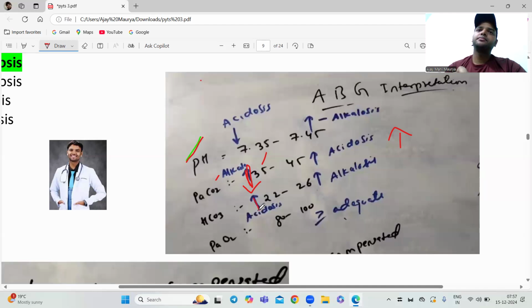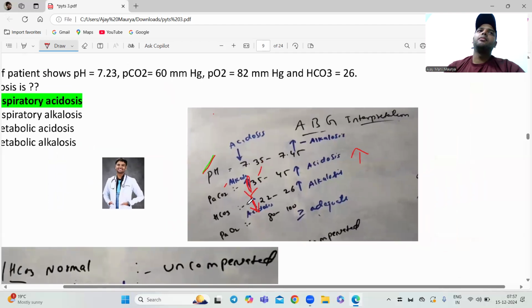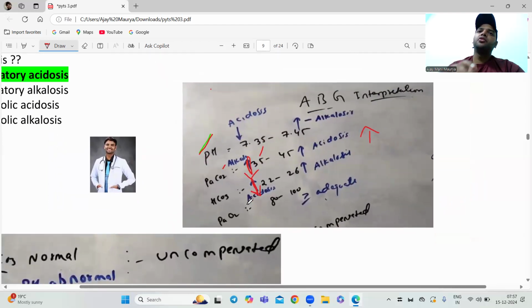Remember, if there is less HCO3, it is acidosis. If there is more CO2, it is acidosis. If there is more bicarbonate, it is alkalosis. If there is less HCO3, it is acidosis. I think everyone knows this one. See here, more CO2, acidosis; less CO2, alkalosis. More HCO3, alkalosis; less HCO3, what? Acidosis.